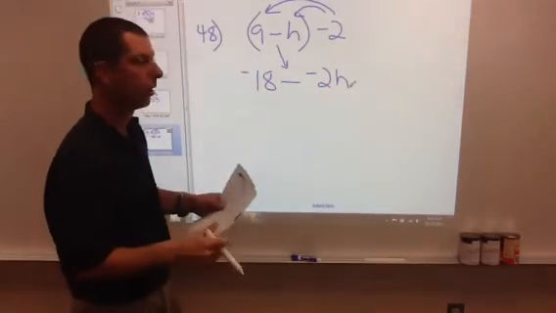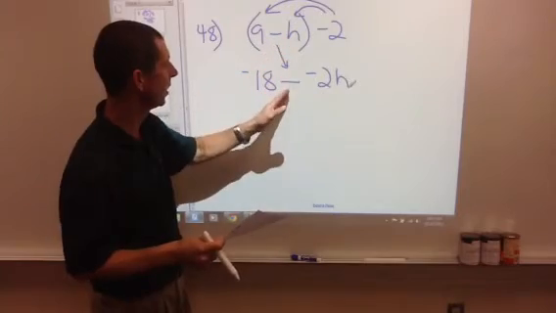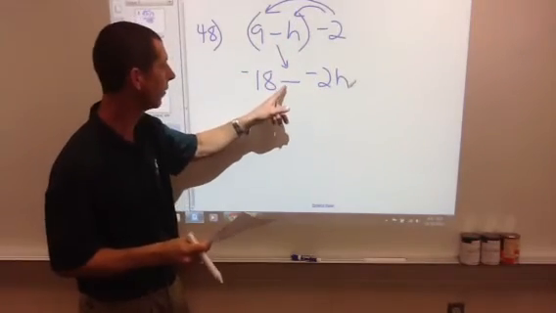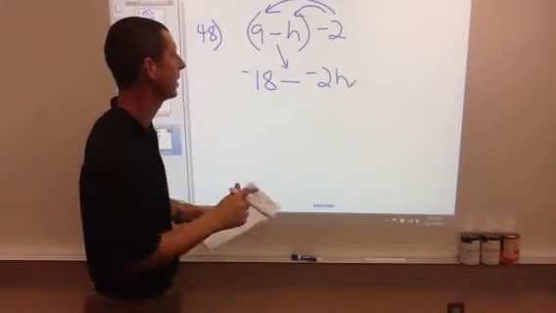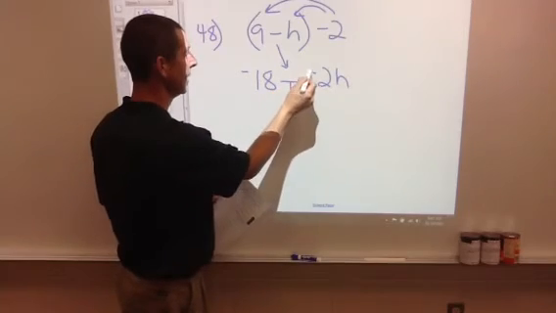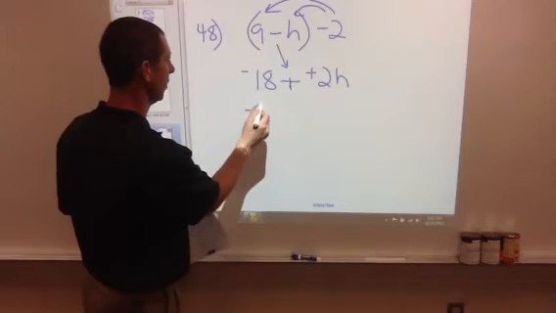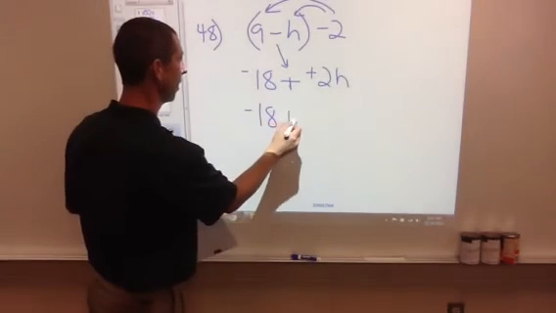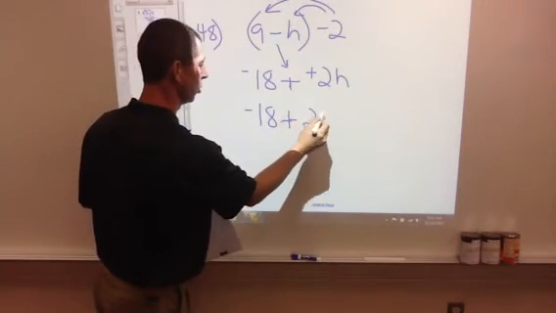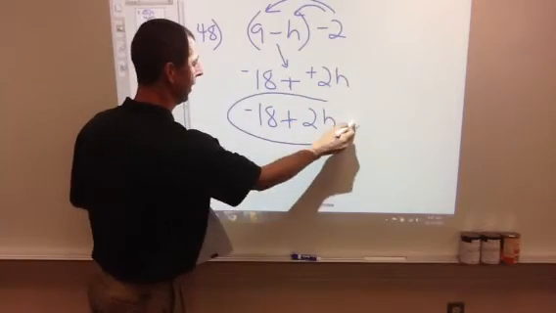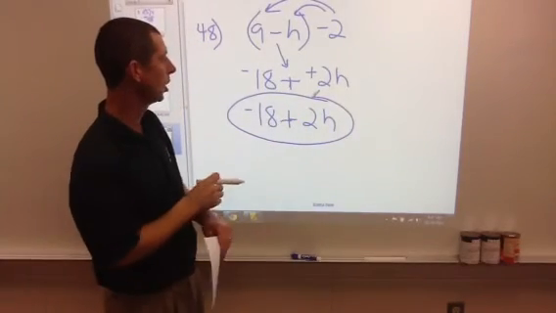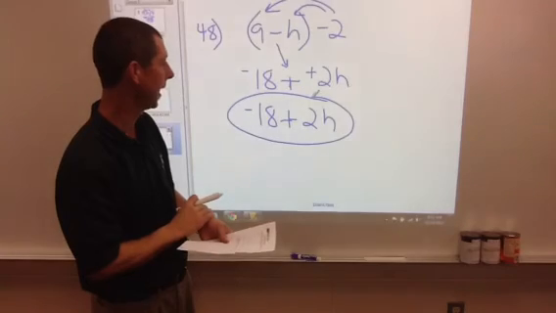Okay, now, you can either add the opposite here or add the opposite here. We don't want to minus a negative. Okay, so if we add the opposite here, we end up with that. So I'm going to rewrite this now. Negative 18, okay, plus 2h. Okay, and that would be in lowest terms, and that would be an appropriate way to put that answer.